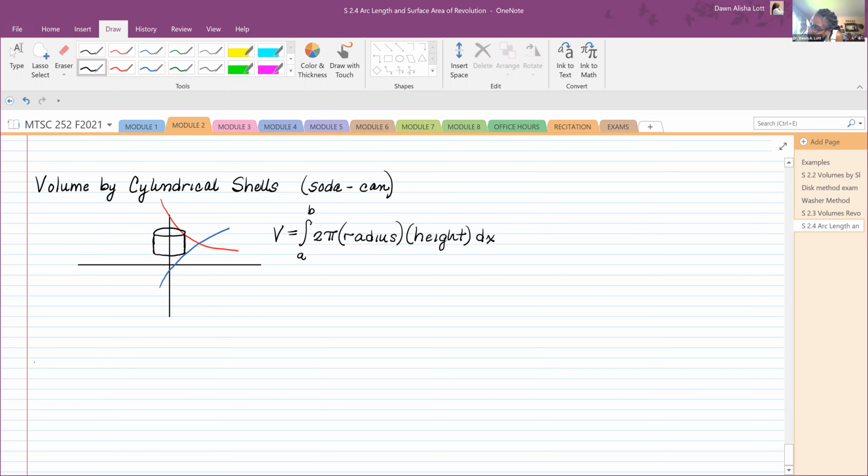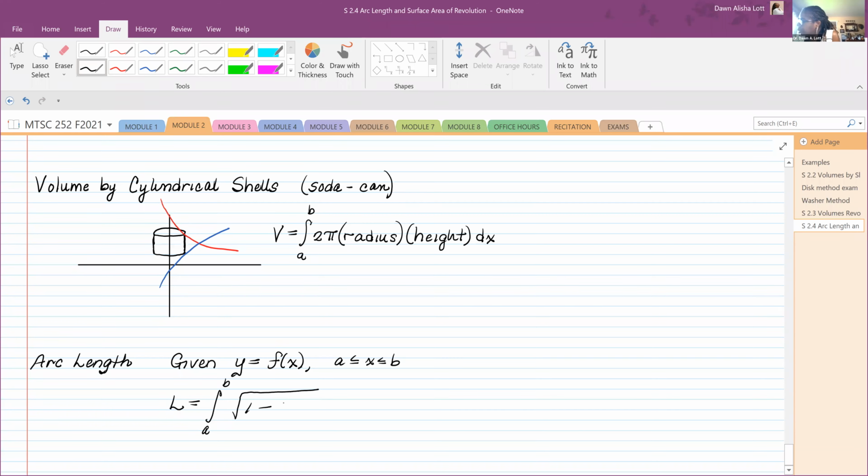Then we did arc length. So the length of a curve L, given y is equal to f of x and a less than or equal to x less than or equal to b, the length of the curve is the integral from a to b of the square root of 1 plus dy/dx. Some people write f prime. I don't care what you write, but it's the derivative squared dx.